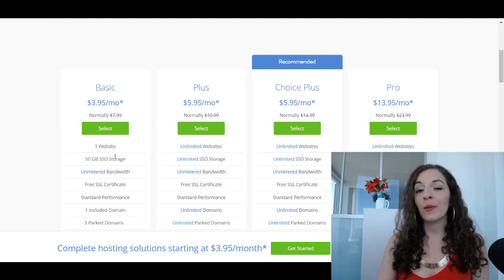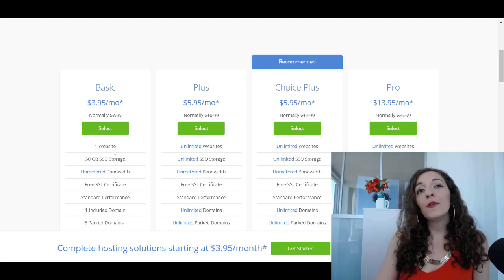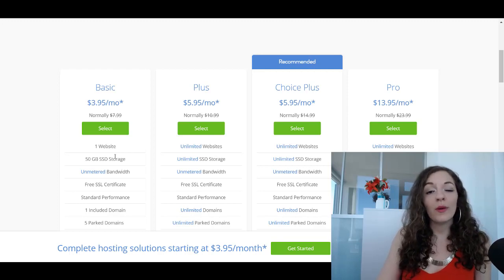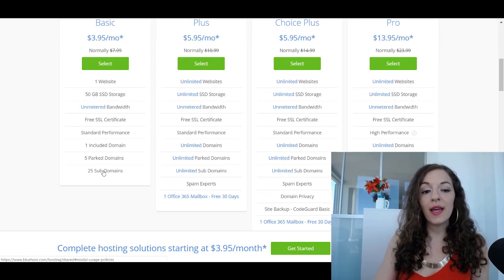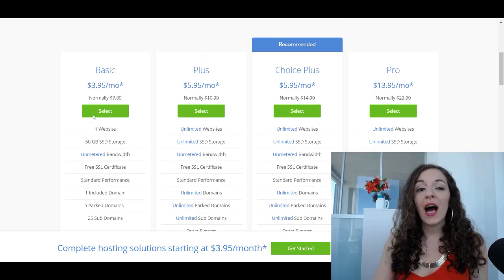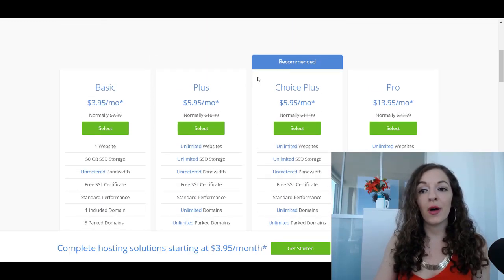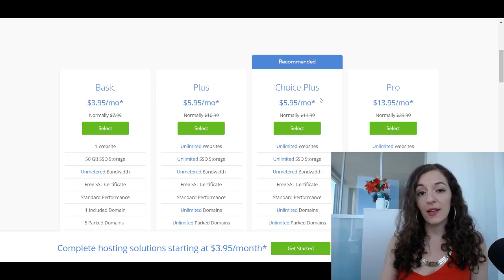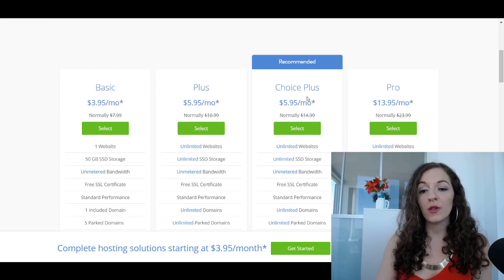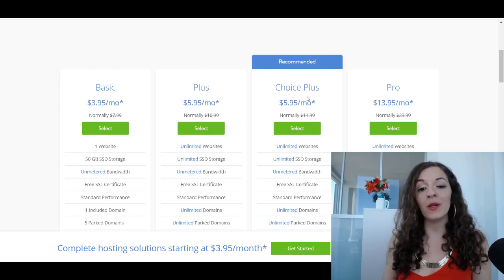Still a lot, but if you are just going to be throwing up a one page website, and one website, then it might be good for you. But I typically advise our clients to get either the Plus or the Choice Plus. Choice Plus is the most recommended option, and also just the one that fits for most people.